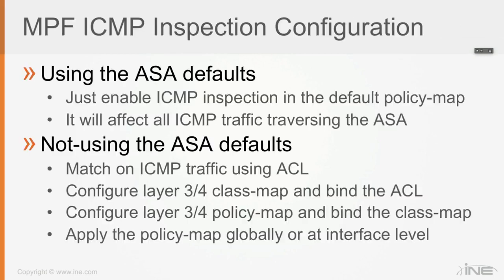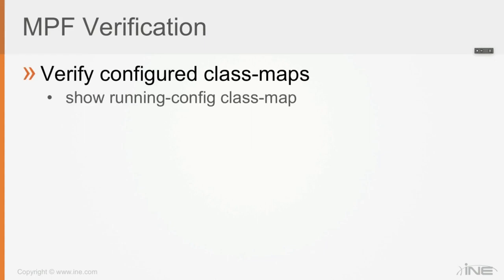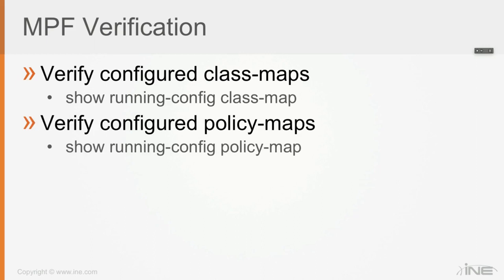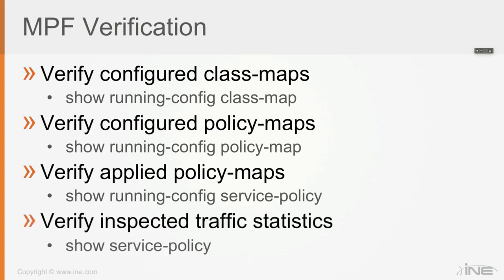Verification wise, those steps are just like in the case of IOS Zone-based policy firewall: class map, policy map, applied, but with a different command structure because it's a different platform. We verify the configured class maps with show running config class map. We verify the configured policy maps with show running config policy map. We verify the applied policy maps with show running config service policy. Or a better way to verify the applied policy map and also look at the statistics of the traffic is show service policy.